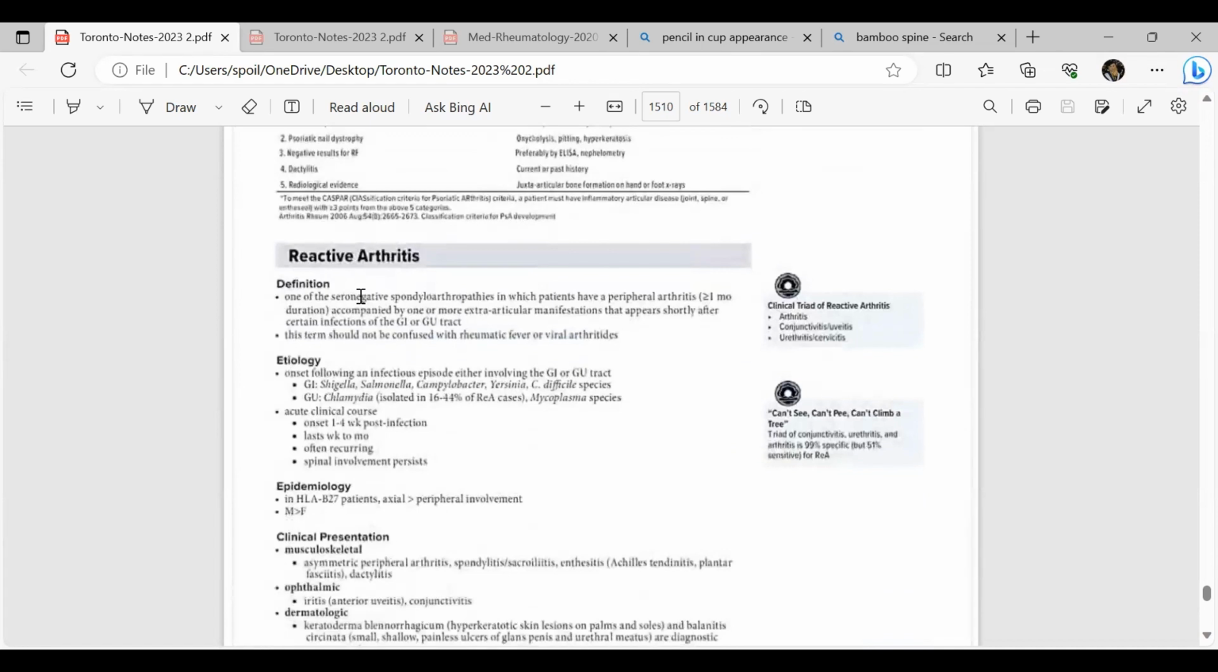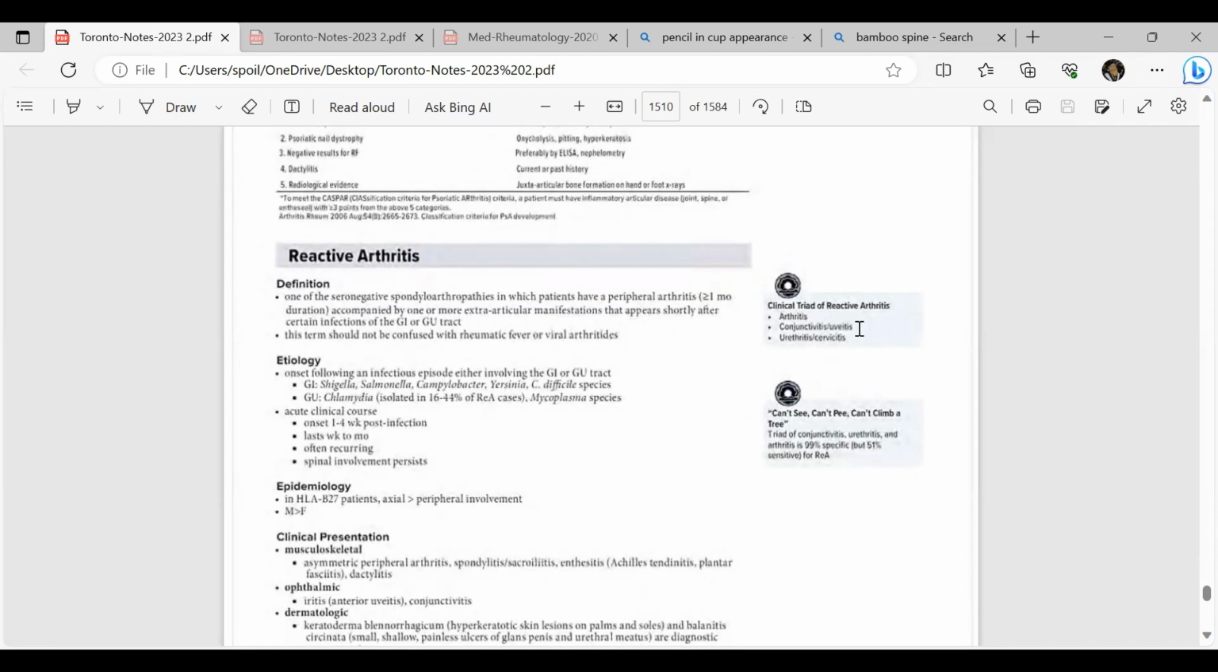Okay. Now it's reactive arthritis. One of the seronegative spondyloarthritis in which patients have peripheral arthritis for greater than 1 month duration, accompanied by one or more extraarticular manifestations that appear shortly after certain infection of the GI or GU tract. After any GI or GU tract infection, if the patient develops peripheral arthritis for more than 1 month duration, it is reactive arthritis. This term should not be confused with rheumatic fever or viral arthritis.